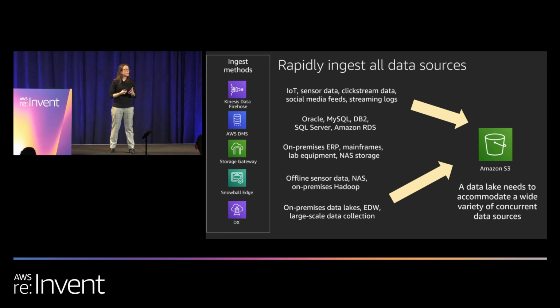Next, you can also use Snowball Edge to bring in offline sensor data, NAS data. And then if you're working, again, in a hybrid mode, you can use Direct Connect to bring in things from perhaps your on-premises data lake, or if you have an on-premises enterprise data warehouse.